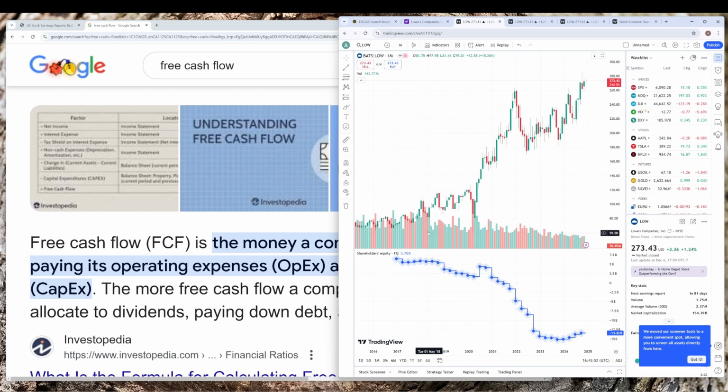Now, let's look at some data. Again, we've got Lowe's up here. We all know what happened in 2020. We all know that companies like Lowe's and Home Depot had windfall profits.